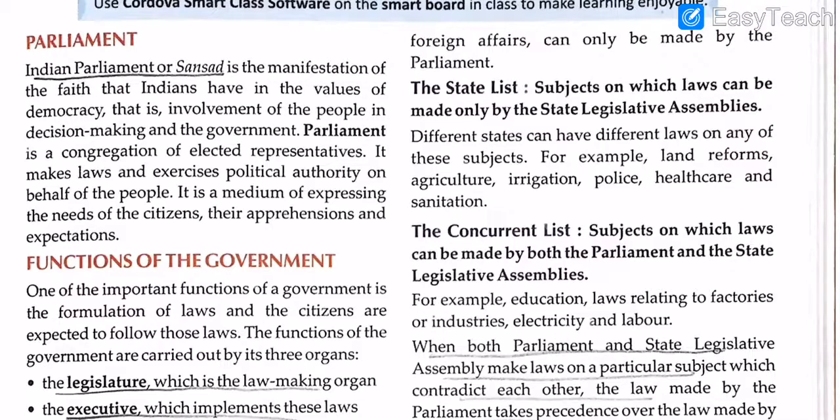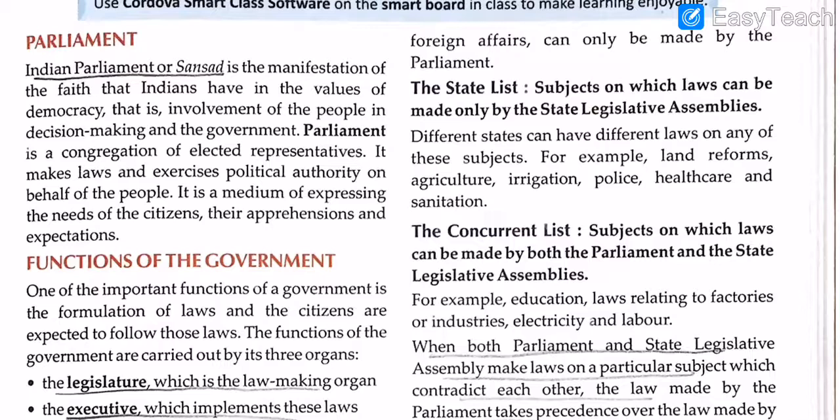So, when I say these sentences, what do I mean? Well, clearly, the Indian Parliament that is there, it is called as the Sansad, right? It is the manifestation of the faith that Indians have in the values of democracy. That means it is why the citizens of India believe in democracy, because India is a democratic country. And that is the involvement of people in decision making and the government. So the parliament is what keeps the faith alive in the Indians of the democracy. And also the involvement of the people in decision making at the government, because we vote, right? Because it's a democratic country, people have to vote in order to elect any members of the Lok Sabha or Prime Minister, right?